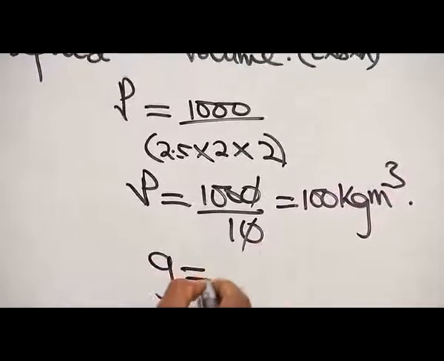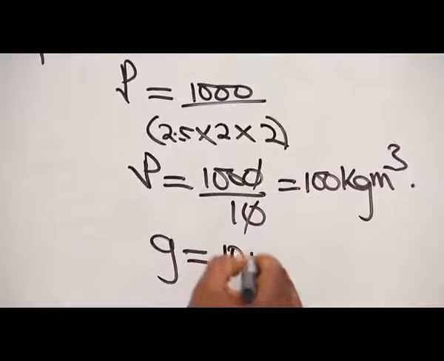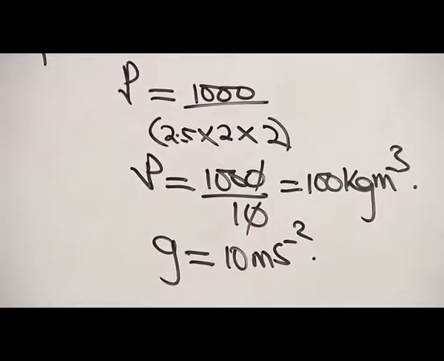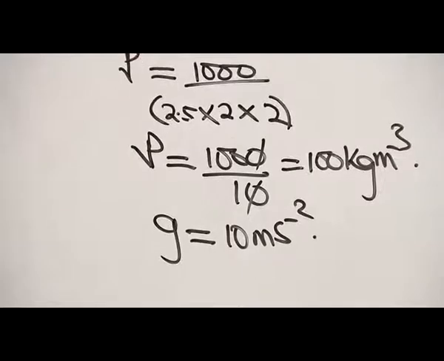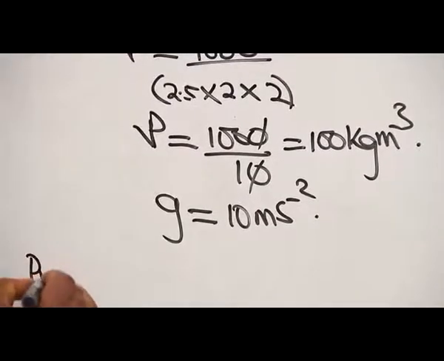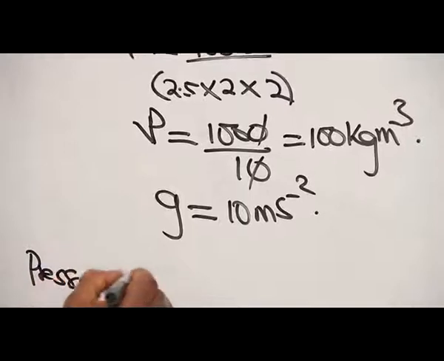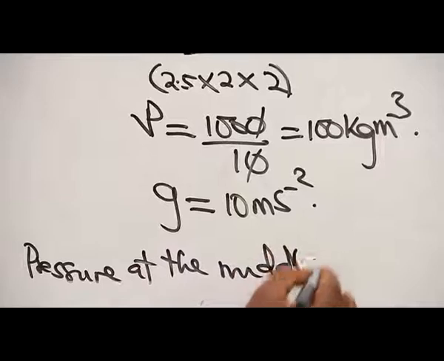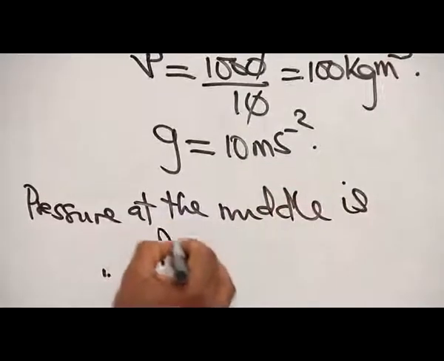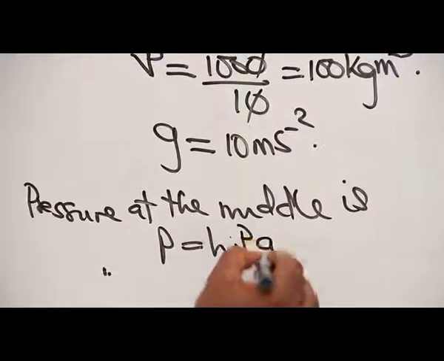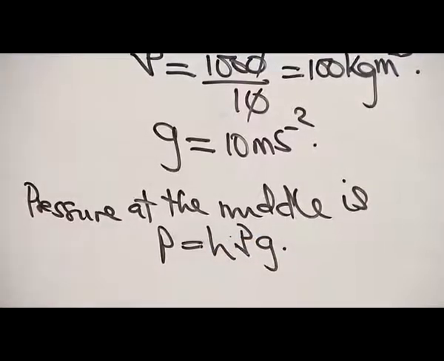Acceleration due to gravity is given as 10 meter per second square. With all this information, we can now get the pressure at the middle of the tank. Pressure at the middle is P, which is equal to the depth times the density times acceleration due to gravity.